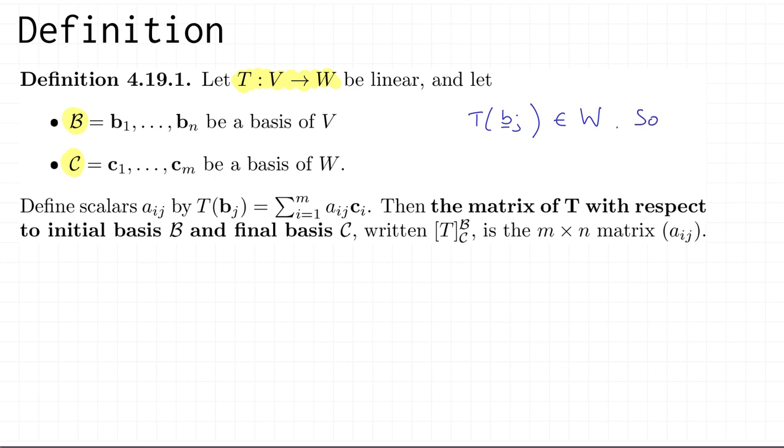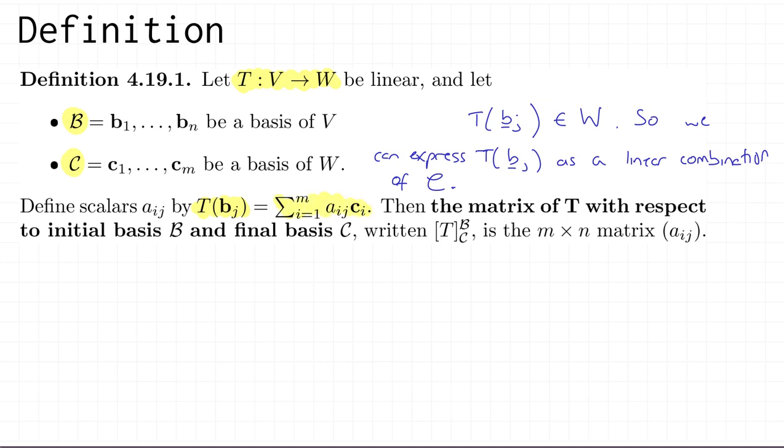You can write it as a linear combination of our basis for W. So we can express T of B_j as a linear combination of our basis for W, so of curly C it was called. So we're going to give some notation for the scalars that we use when we do this. So T of B_j can be written as a linear combination of the C's, and so we will call the scalars we use A_1j, A_2j, A_3j up to A_mj. So the notation there is this.